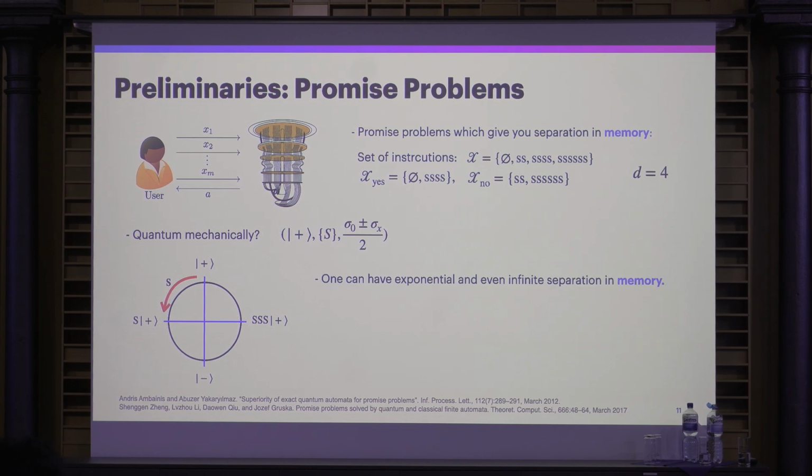Now you can play this game longer. This was one promise problem. And you can show that you didn't have to start with the S gate, but you could have started with the T gate, let's say, and the separation there would be 2 versus 8-dimensional system, classical system. And you can make this separation exponential. Easily, actually. That's very easy to do. But what's very interesting for me is that you can also make this separation infinite. You can have an infinite dimensional classical system required when quantumly you can solve the problem with the qubit.